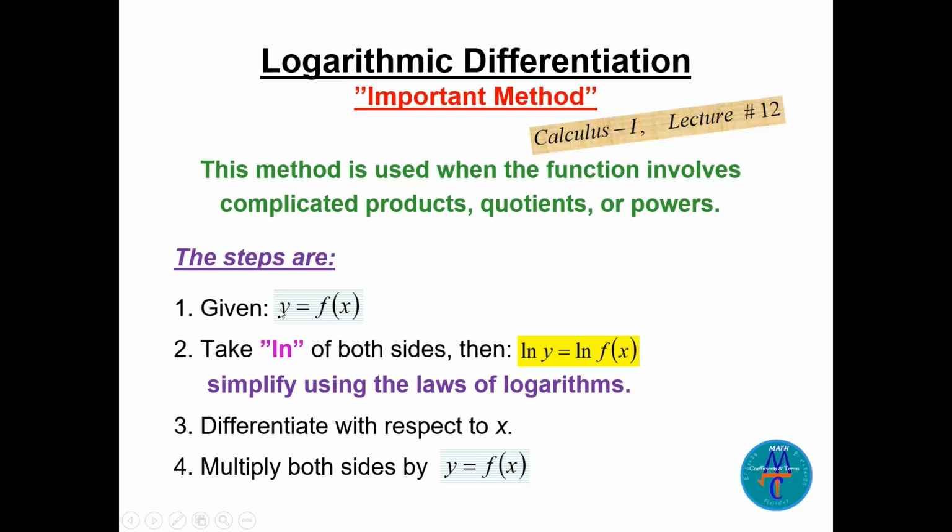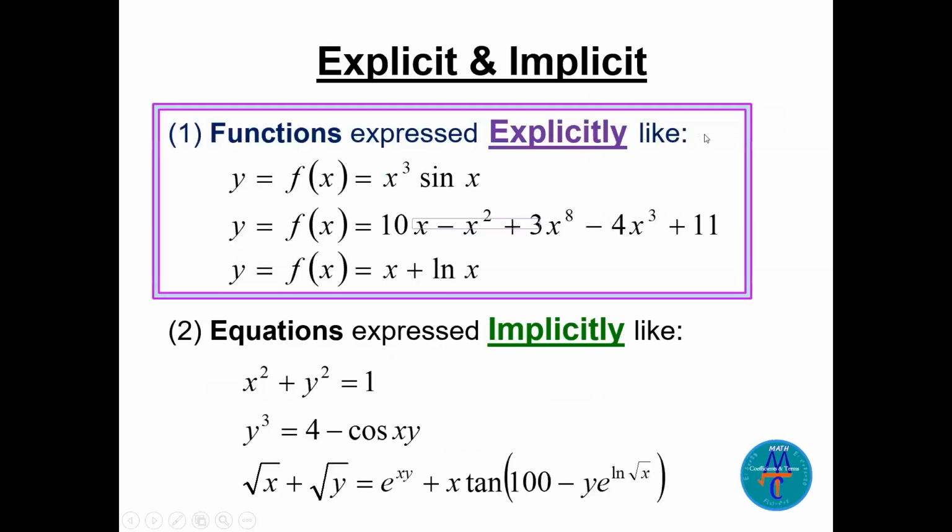So you can say, given y equals f of x, take ln of both sides. So it will be ln of y is equal to ln of f of x. Simplify using the laws of logarithms. Then we differentiate with respect to x on both sides. We multiply both sides by y equals f of x, then you will get y prime. Please check lecture number 12 for more examples.